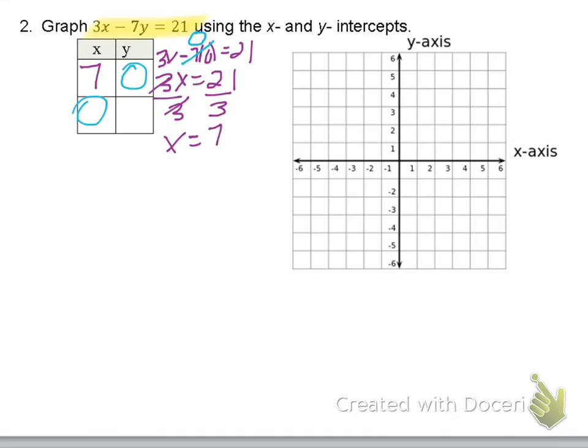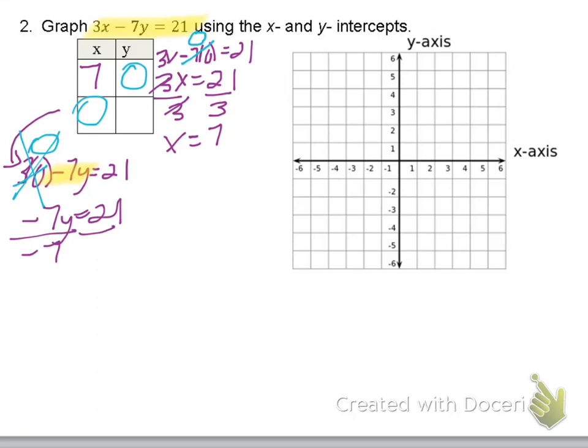So that's going to be one of our points: 7, 0. Okay, and I'll do this on the other side, or down below here. We're going to have 3 times 0 this time, minus 7y equals 21. Now this is a little different because we know that 3 times 0 is going to be 0, but we still have subtract 7y, which is a negative. So we have negative 7y equals 21. If we divide by negative 7 on both sides, we'll have y equals negative 3. So that's important for our point.